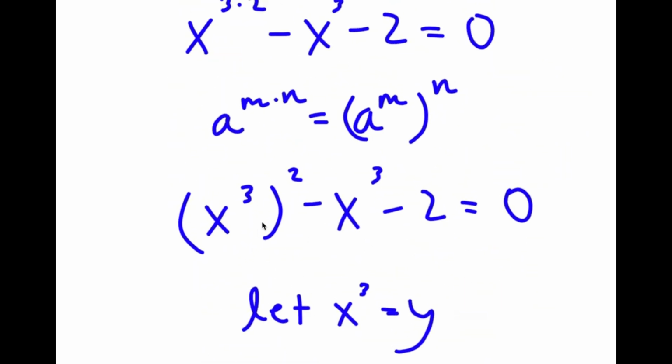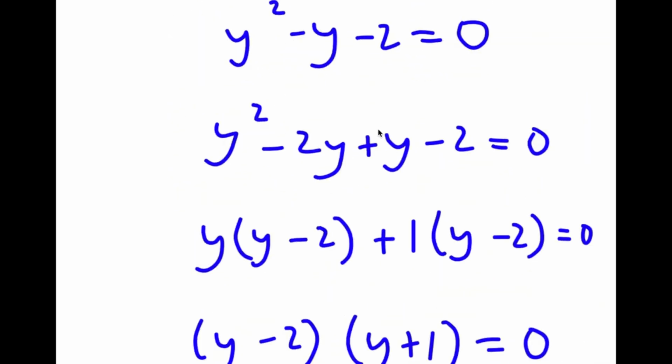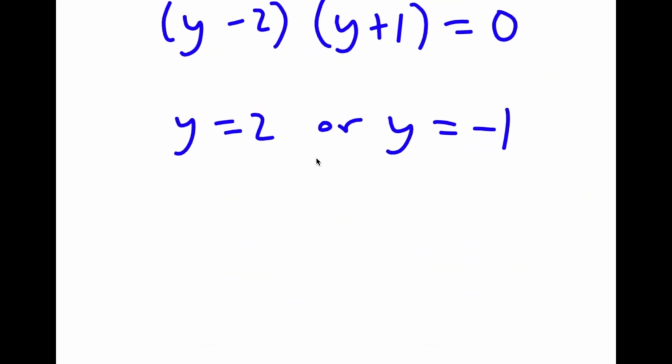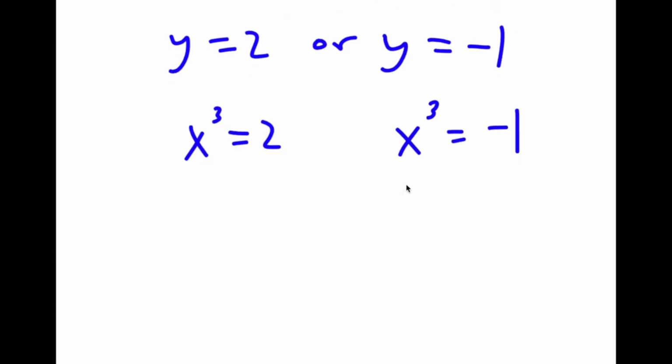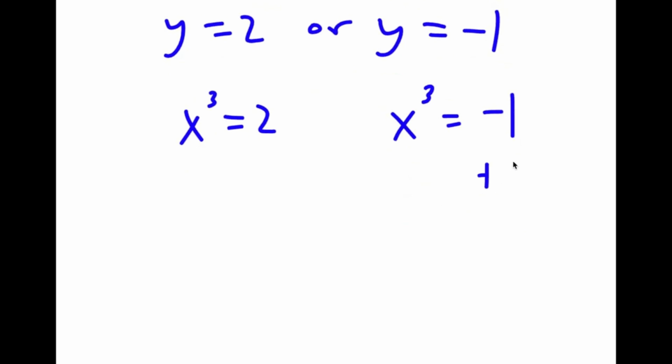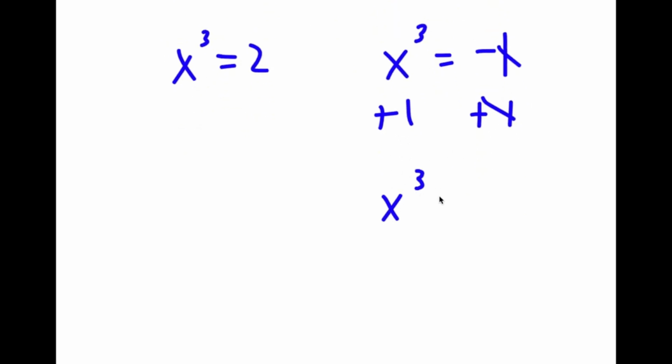Now remember how we set x to the power of 3 equal to y. So now I have x to the power of 3 is equal to 2, and I have x to the power of 3 is equal to negative 1. So first off, for x to the power of 3 is equal to negative 1, I'm actually going to start by adding 1 on both sides. So I have x to the power of 3 plus 1 is equal to 0.